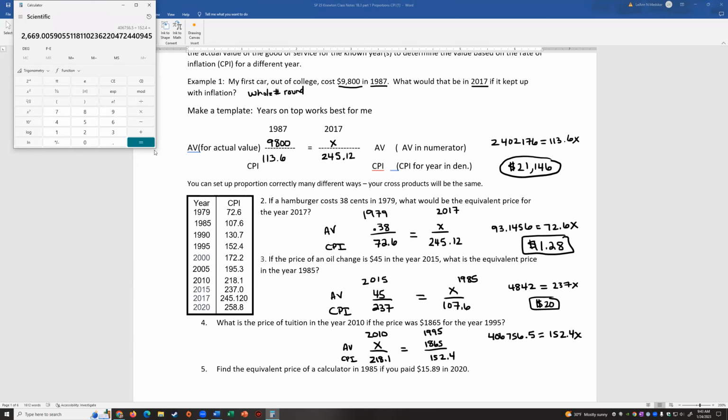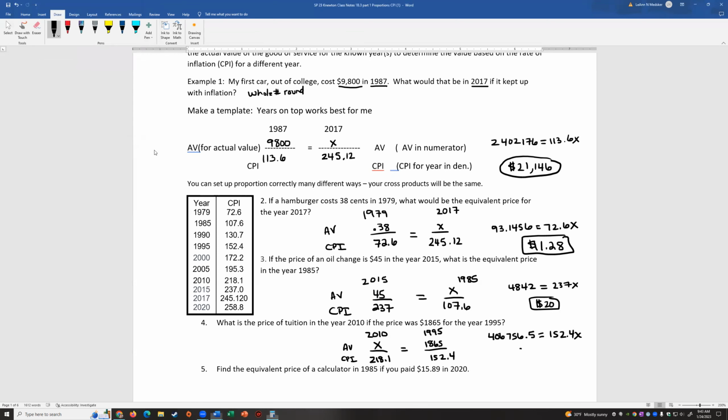And again, I'm going to round to the nearest whole since the original problem was set up that way. So that's 2,669.0. So the 0 doesn't change that 9. So 2,669 would be the tuition cost.